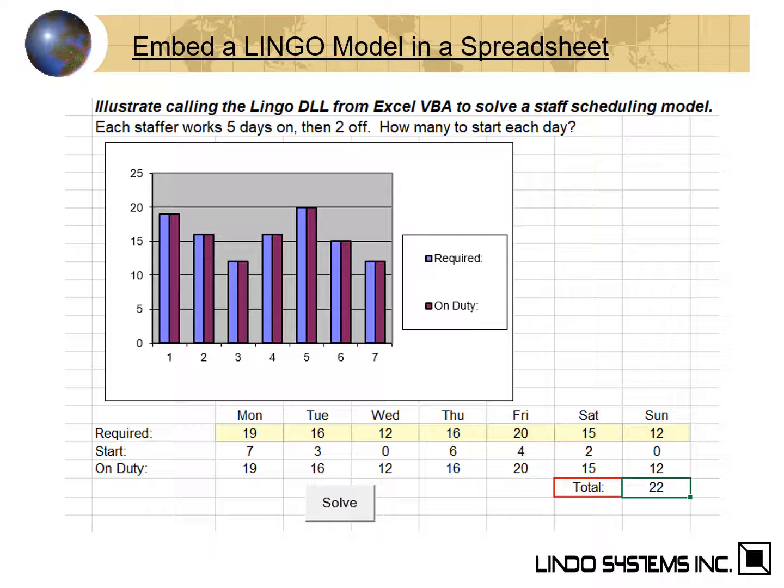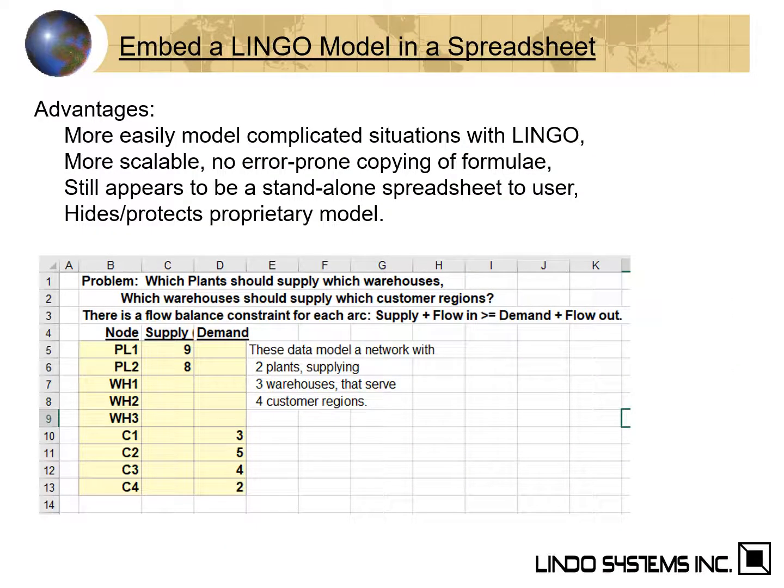Let's look at that. So here's an example of a supply chain kind of model done with data in a spreadsheet, but using a LINGO algebraic model embedded in the spreadsheet. So here is the node data for our little supply chain problem, where the 2 plants have supplies of 9 and 8. The warehouses or distribution centers don't have any supply or demand. And then we've got 4 customers with demands of 3, 5, 4, and 2.